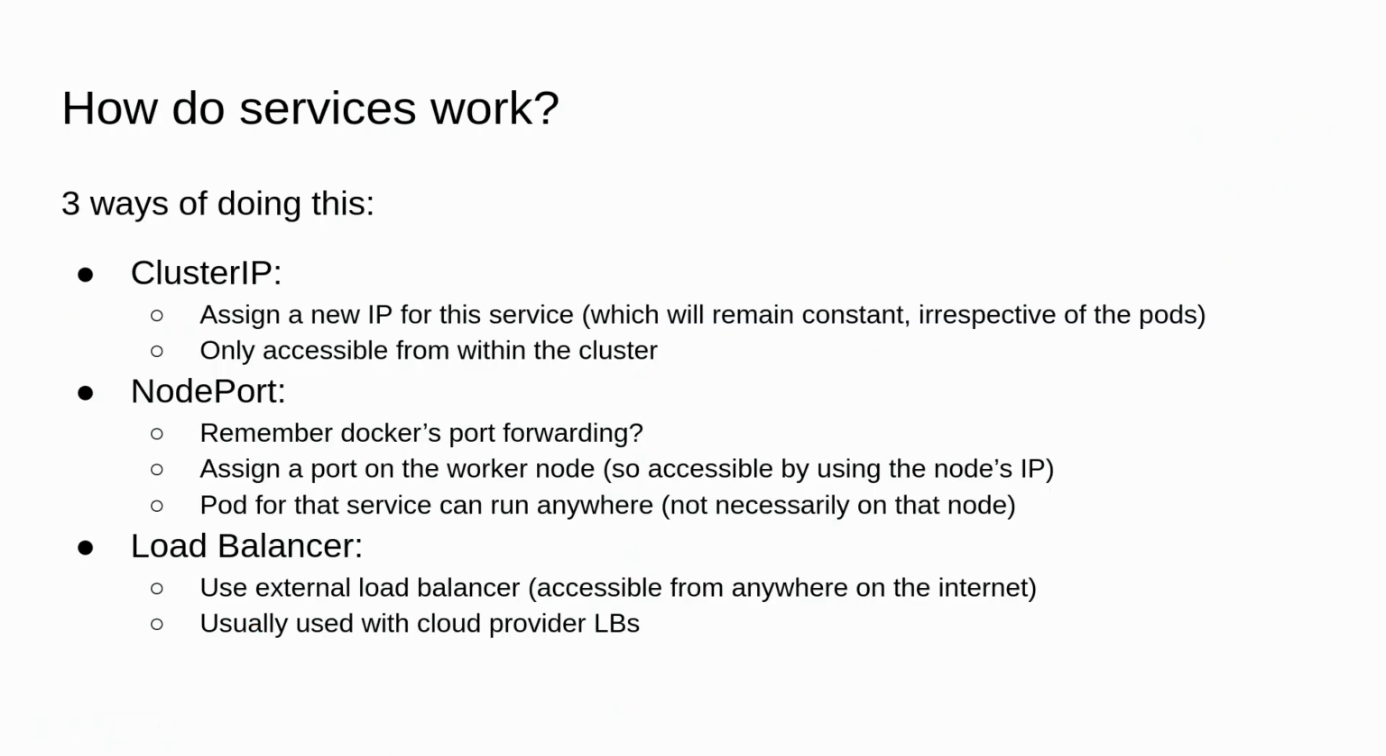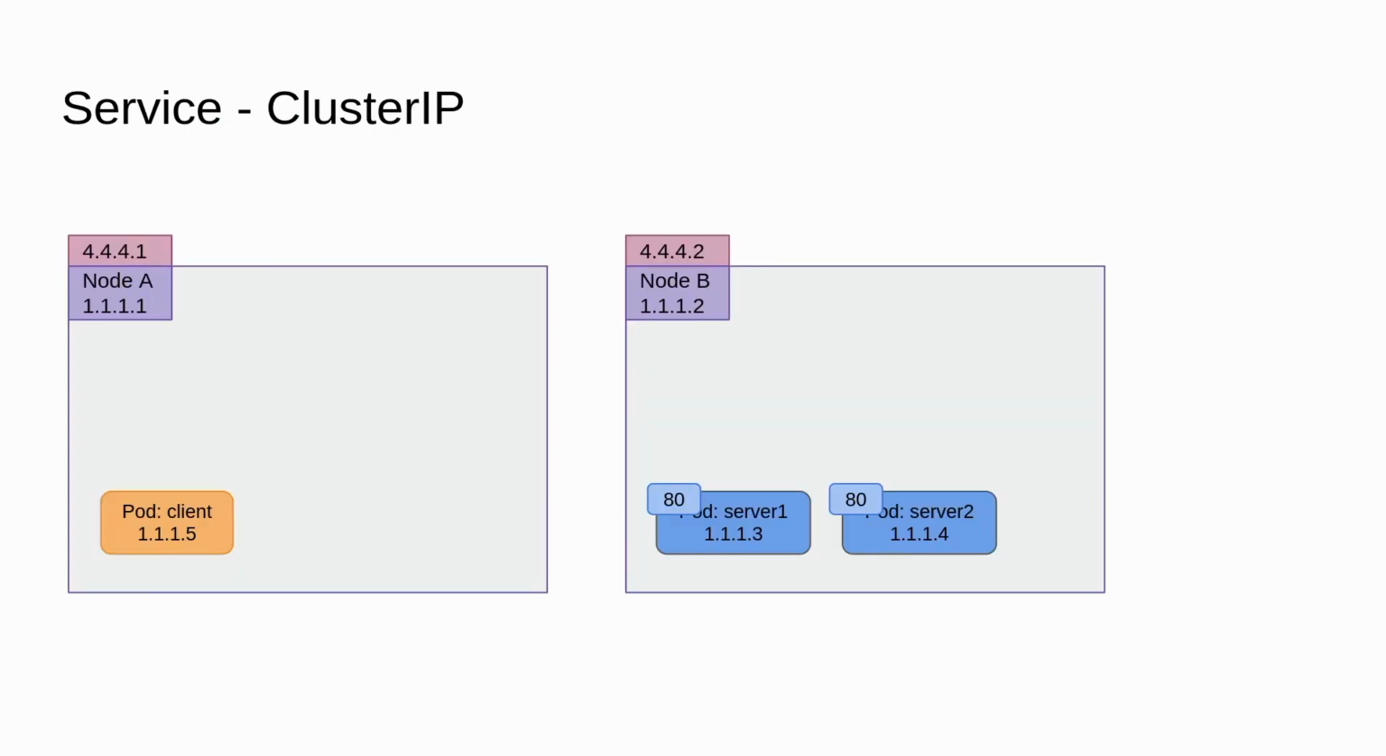Now services, there are three types of services. They kind of build upon each other. So the first is cluster IP, second is node port, third is load balancer. We will see each of them in detail.